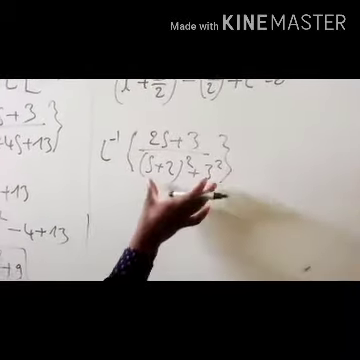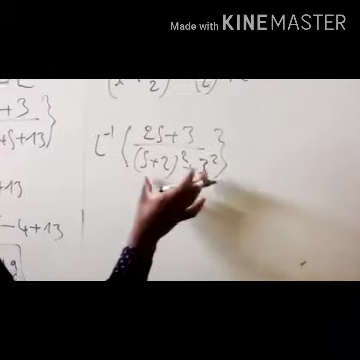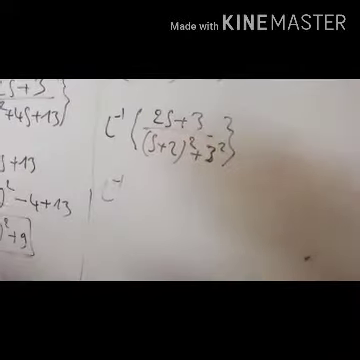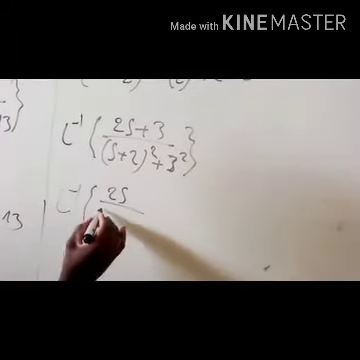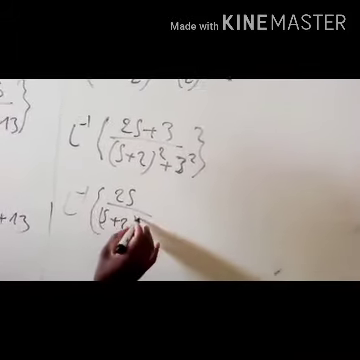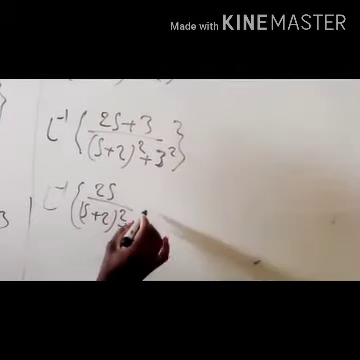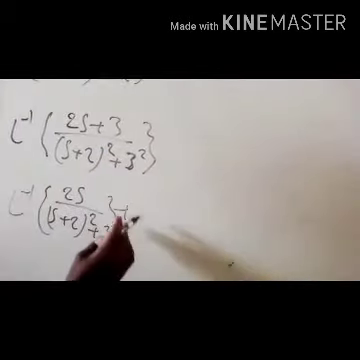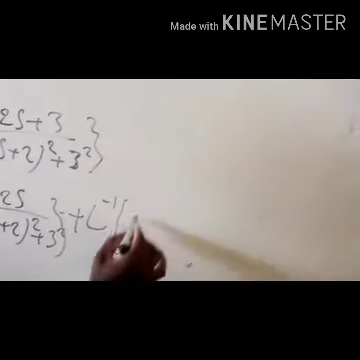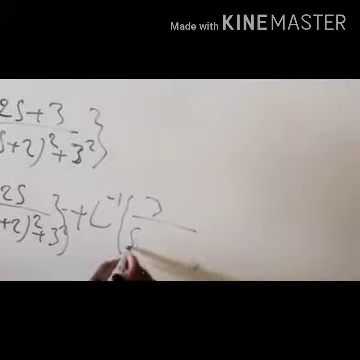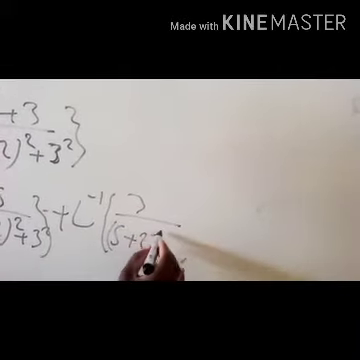We know that, as it is here, we can divide this side and this side. We get the inverse Laplace transform of 2s divided by s plus 2 power 2 plus 3 power 2, plus the inverse Laplace transform of 3 over s plus 2 power 2 plus 3 power 2.